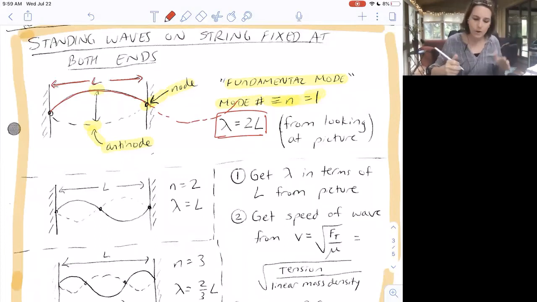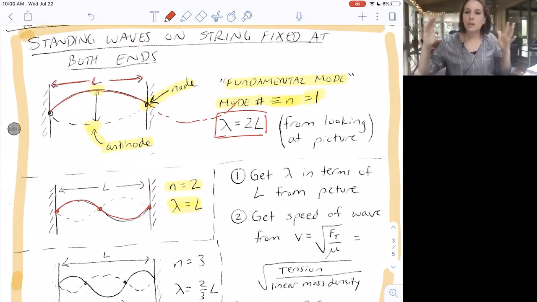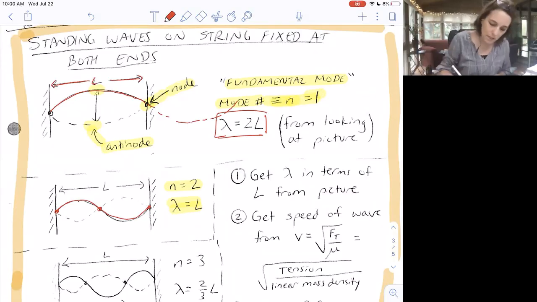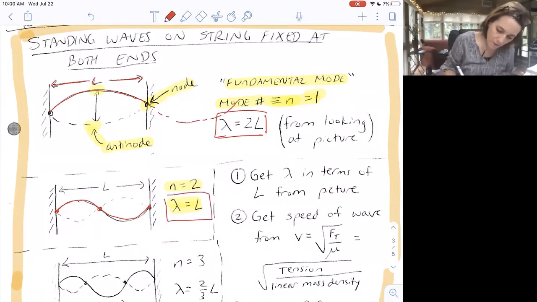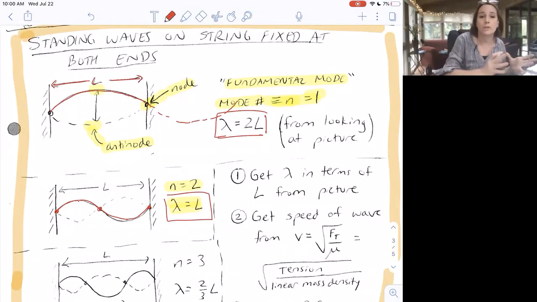Let's look at a higher mode. So now if I look at a higher mode, this would be mode 2. I still have that same length. Now I can see that I actually have one full wavelength. I have a node, and a node. I have 2 antinodes. And so I have this one full wavelength within my length L, which means that lambda equals L for this one. And again, that's from just looking at the picture.